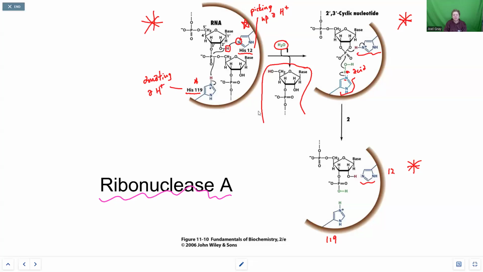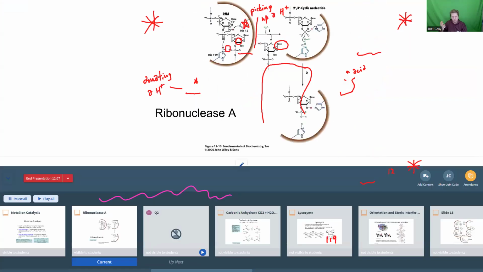Absolutely. It's concerted. Sorry about the correction there. It's concerted acid-base catalysis because we have both. Histidine 12 is acting as a base, and then it acts as an acid, and then it acts as a base again. Histidine 119 acts as an acid, then a base, then an acid again. So great job, Milo. Thank you very much.